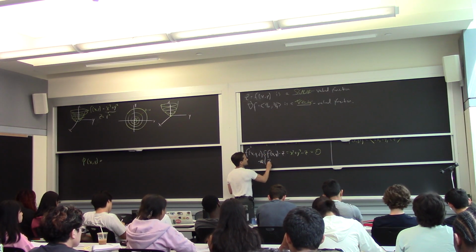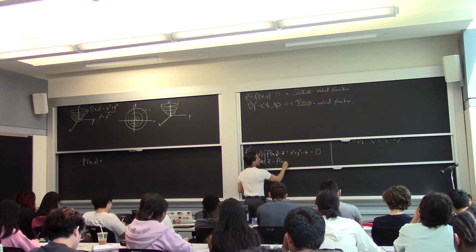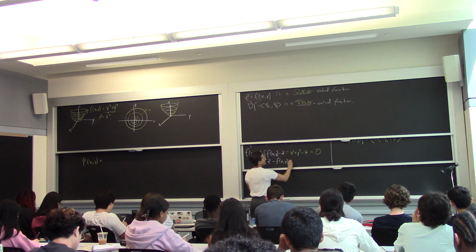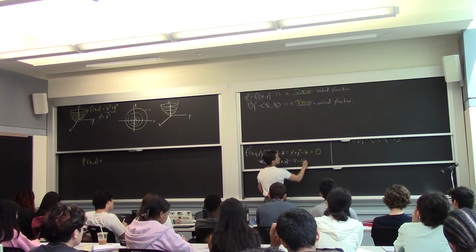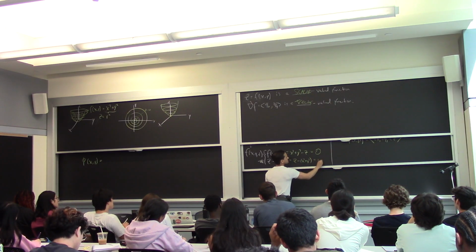Or I can do z minus f of x, y, which would be what? Z minus x squared plus y squared. Okay.